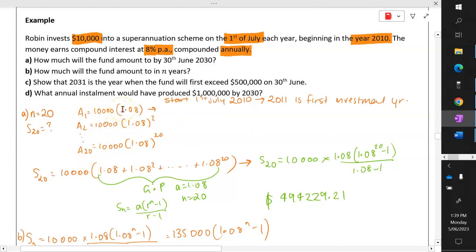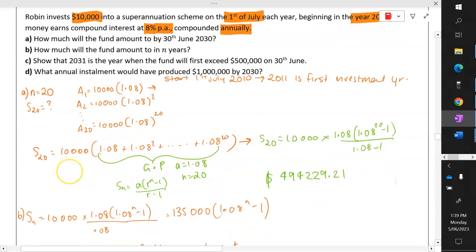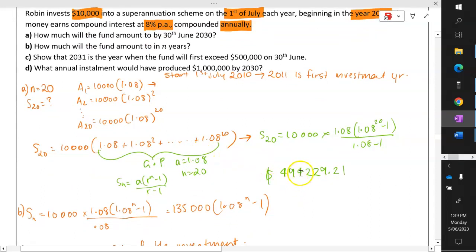Now I can write it as, I did it a little bit backwards to the way I did it before, because once you get into the swing of things, you can see that. Really, my A1 is 10,000 times 1.08 to the 20, and here's my first term. Factoring out the 10,000 like I did above, there's my series. I'm going to multiply my series sum by 10,000, and I'm going to end up with 494,000.